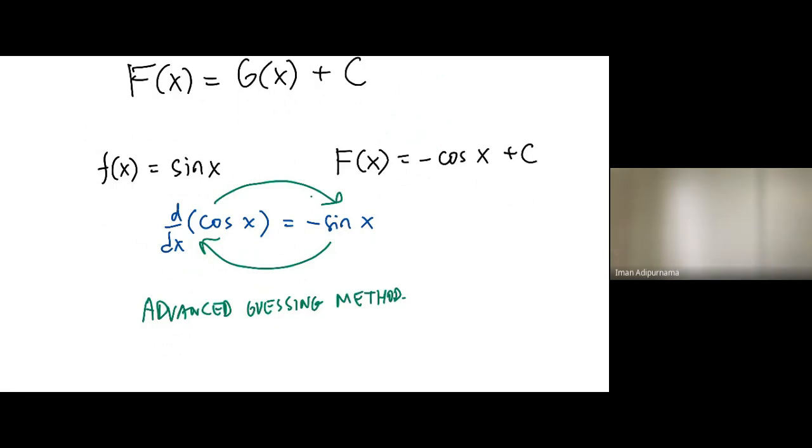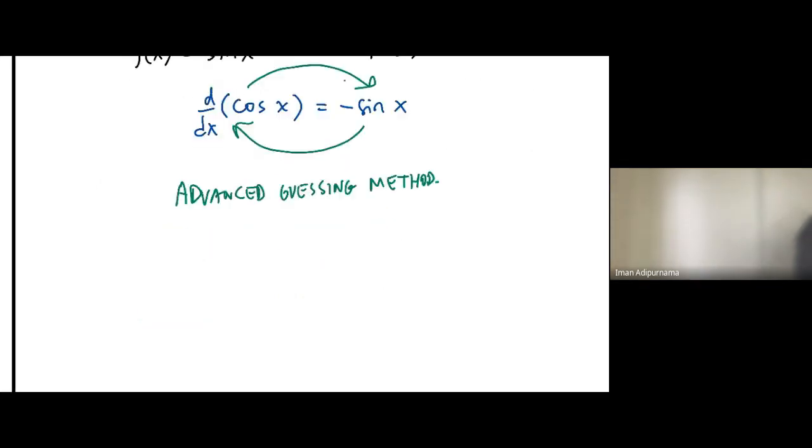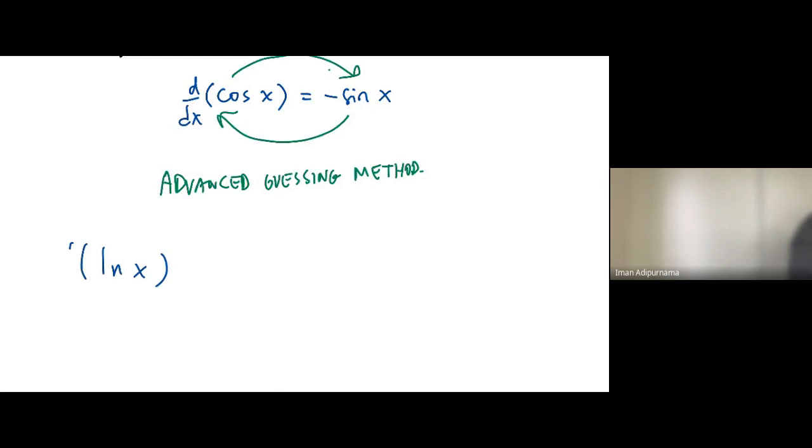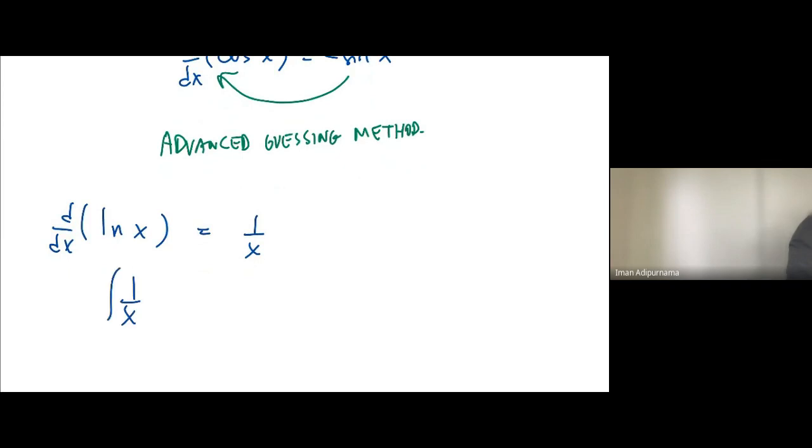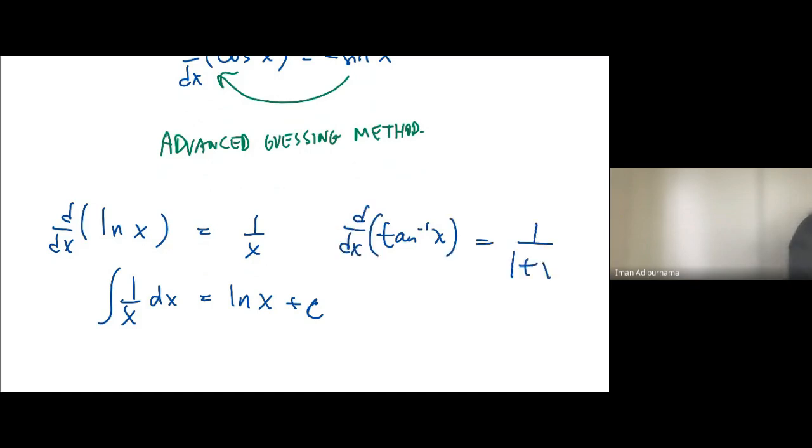From your derivatives, the derivative of ln x is 1 over x. So if you have 1 over x, you can make the integration ln x plus c. And you have the inverse tangent, whose derivative is 1 over 1 plus x squared. So whenever you have 1 over 1 plus x squared, you know you can reverse it and make it inverse tangent of x.